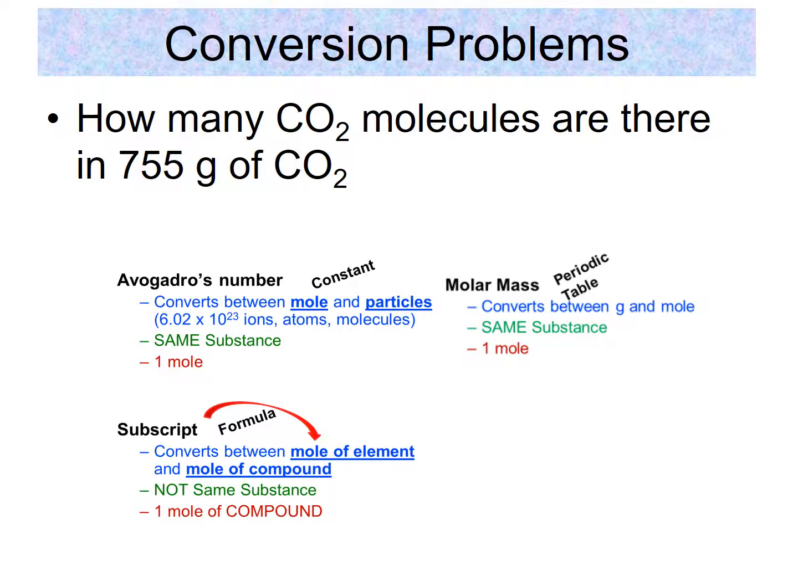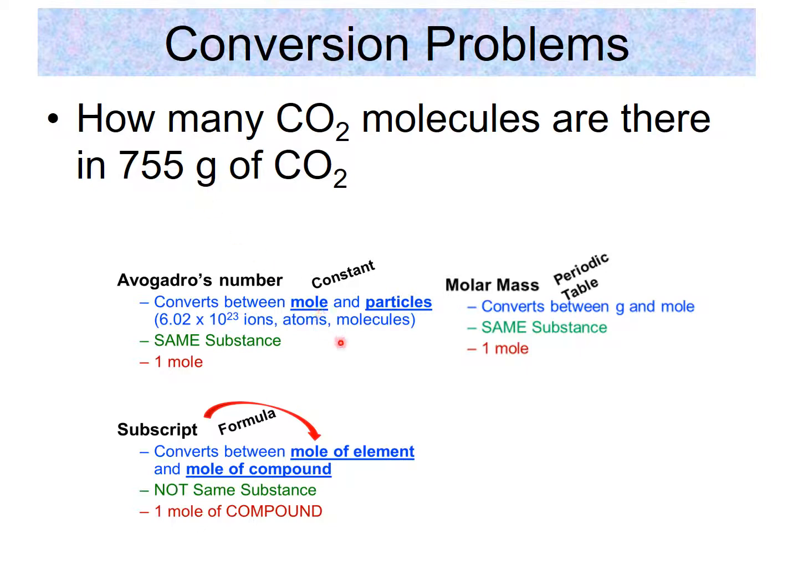Okay, so let's take a look at how we would solve this problem and create our roadmap. So we're starting with 755 grams of carbon dioxide, and we want to know how many carbon dioxide molecules are there. So there's some words that would give us clues. Notice that we have grams. So if we're thinking about grams, we would know that there's only one conversion factor, only one that would fit, that would cancel out the unit of grams.